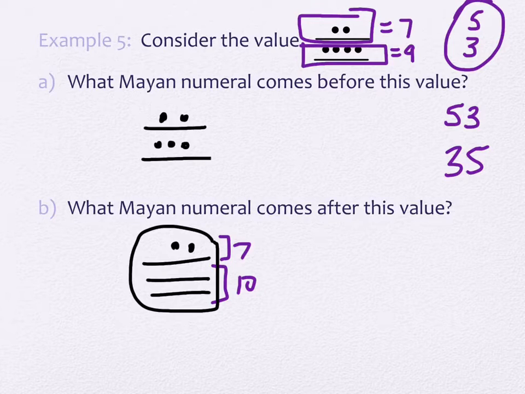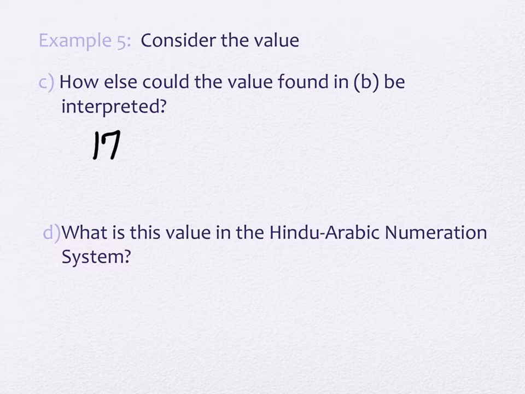It could be that I have 5 in the ones place and 5 in the 20s place and 5 in the 360s place and 2 in the, where am I at? 72,000s place. We don't have commas. We don't have anything to distinguish them. This is a problem. Agreed? Yeah, this is definitely a problem. So this could be 17.